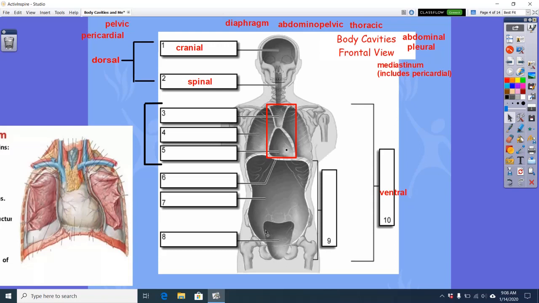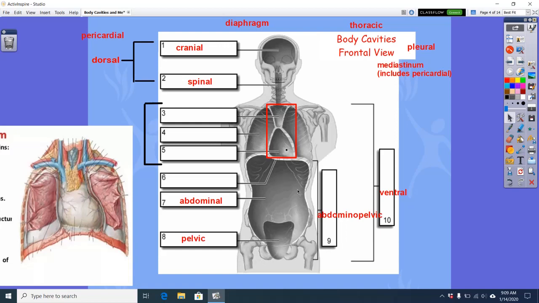So the abdominopelvic cavity is your combination of the abdominal cavity plus the pelvic cavity. So we'll put abdominal for number 7, and we'll put pelvic cavity for number 8. Okay, and together those are called abdominopelvic cavity.